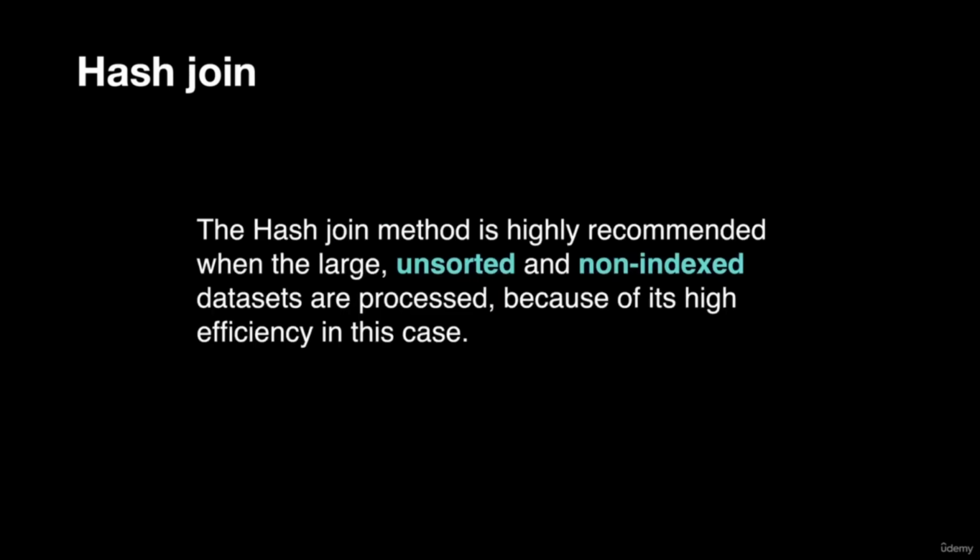Hash join works well on both large and small tables. It works faster than a nested loop, but loses in those cases when the operations for building hash tables take longer than just running through the table. The hash join method is highly recommended when large, unsorted, and non-indexed datasets are processed, because of its high efficiency in this case.